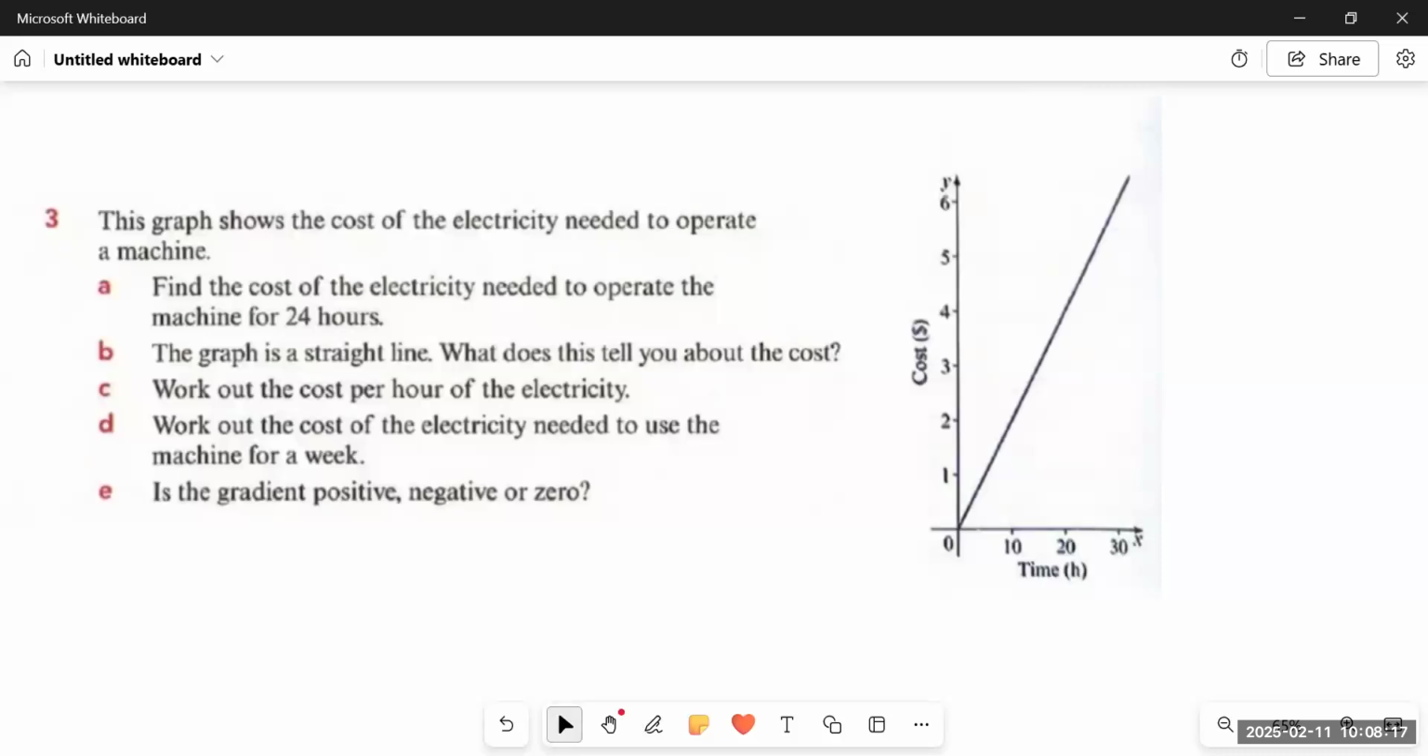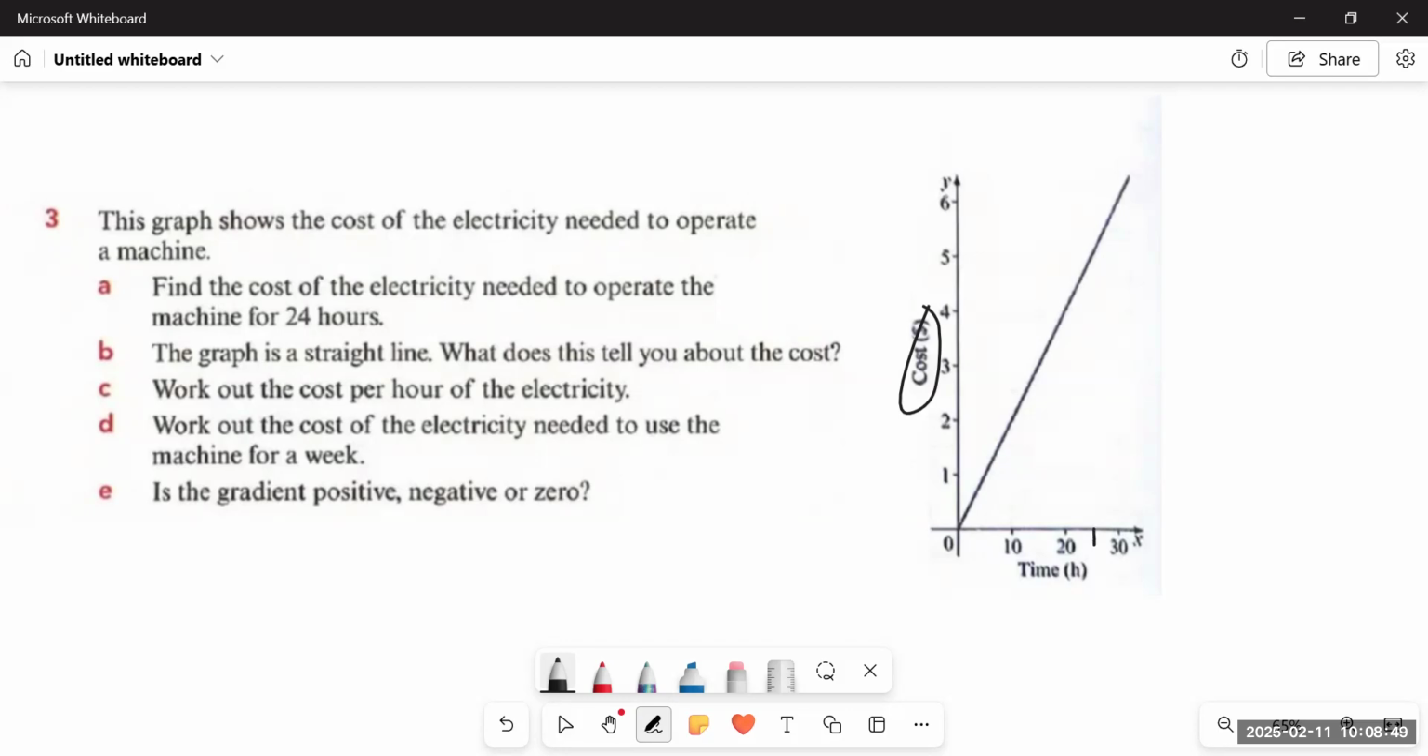Next, we have question number 3, in which it says this graph shows the cost of electricity needed to operate a machine. Again, you can see that time is given in hours on the x-axis, and this time the quantity is the cost of electricity that is needed to operate a machine, right? So part a says find the cost of electricity. We have to find out how much it takes to operate the machine for 24 hours. Let us first locate where 24 comes.